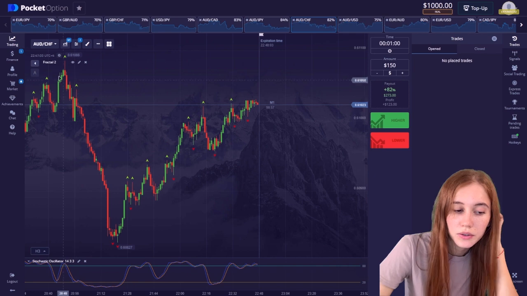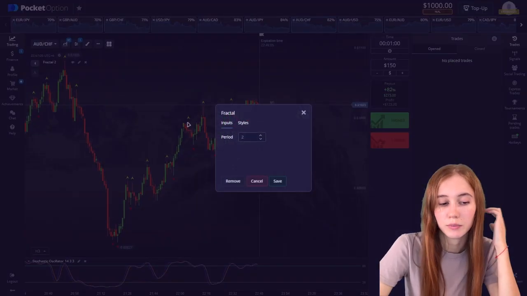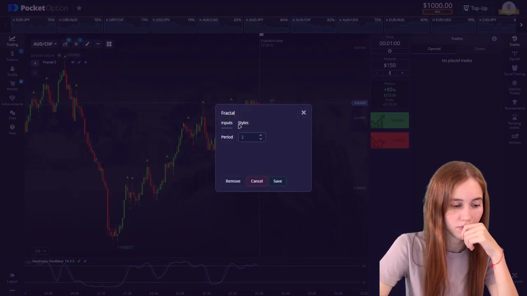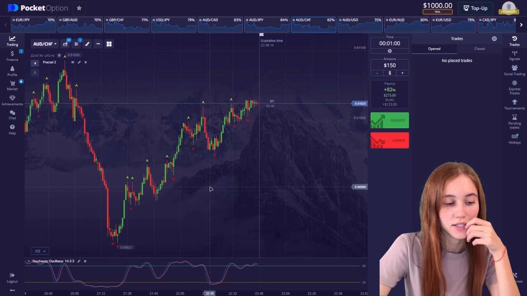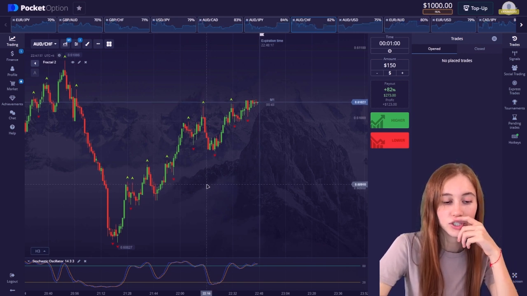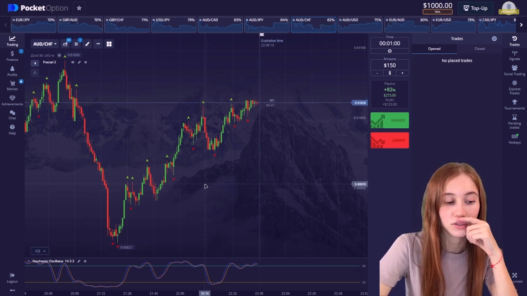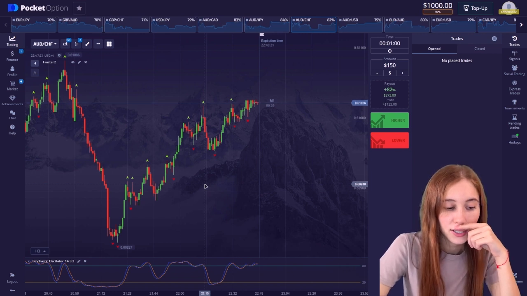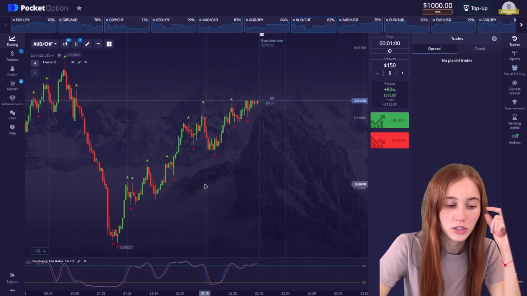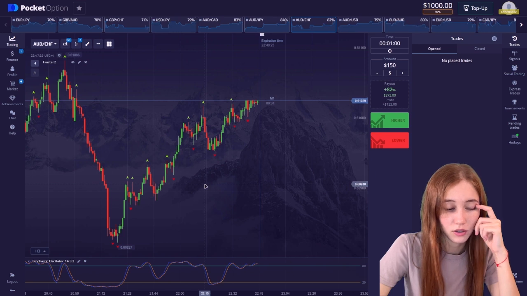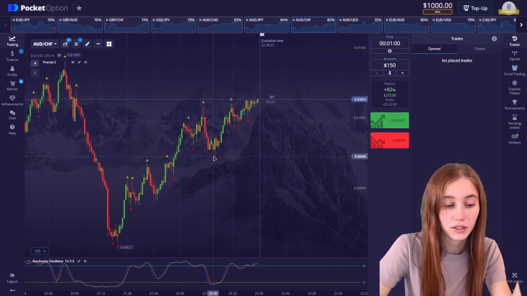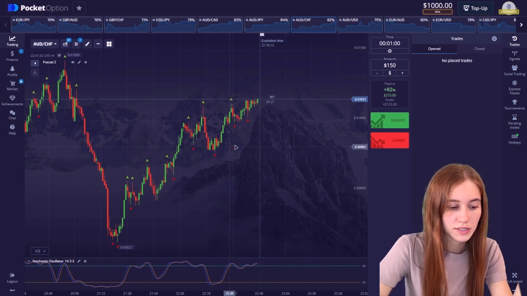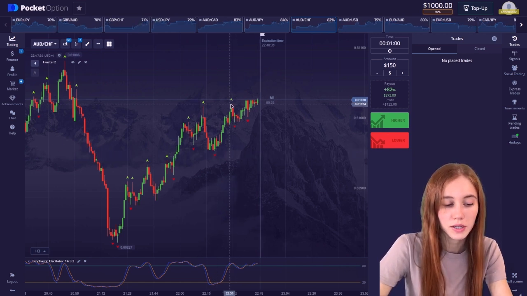There's also a second indicator, the fractal. Let me show you its settings. This indicator indicates the highs and lows reached by the market during a certain period, visually highlighting them with directional pointers depending on the extremes. Fractal down, red pointer like here, pointing down. Also fractal up, green pointer pointing up.